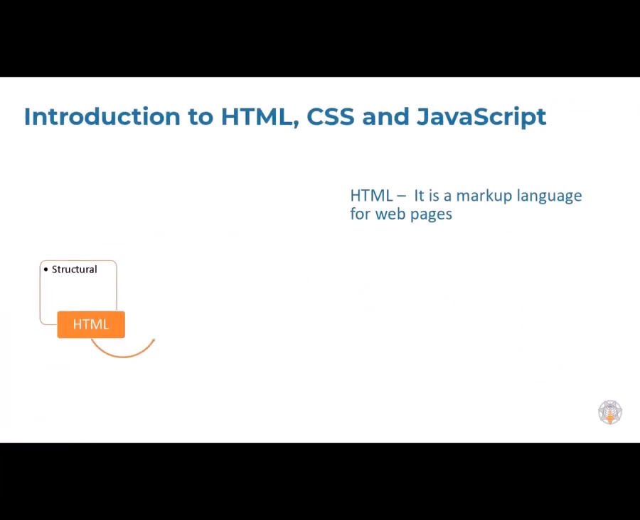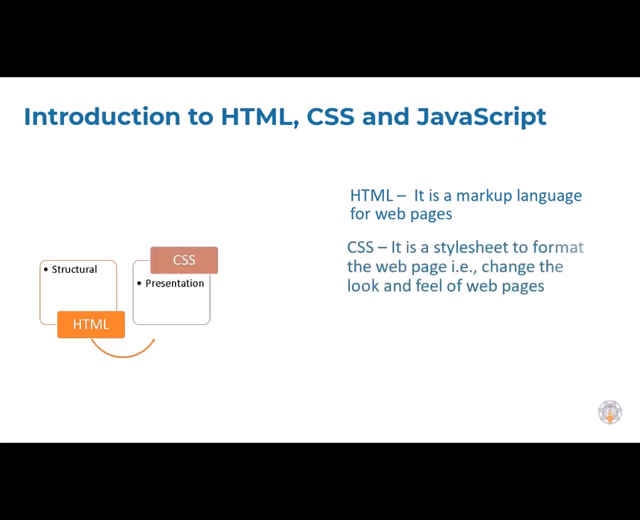HTML is a markup language for web pages. It gives a structure to your web pages, or in simple terms, it is a layout which tells the browser how to display the content. CSS, or the cascading style sheet, is to format the web page, that is, change the look and feel of a web page. For example, the heading should be in blue color, the font should be Times New Roman. So basically, it deals with the presentation of the web page.